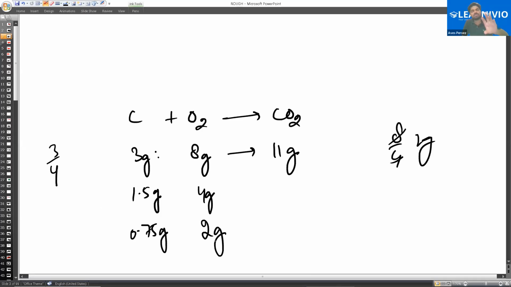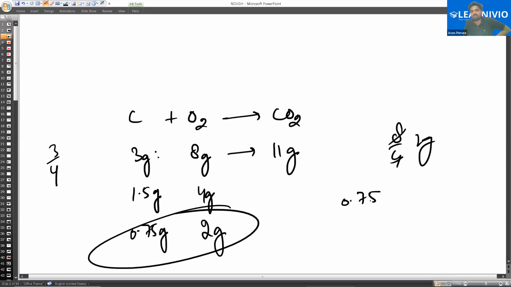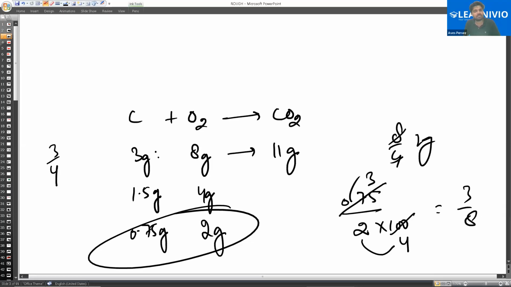Understood? It is still 3 is to 8. You can take 0.75 divided by 2, and you will get 3 is to 8. How? You remove the decimal, so you get 75 over 100. Cut it by 25: 25 times 3 is 75, 25 times 4 is 100. Still you get 3 upon 8. So the ratio should not change.